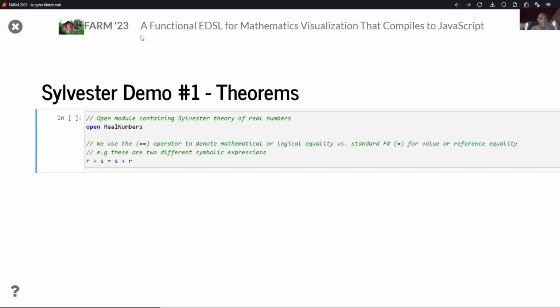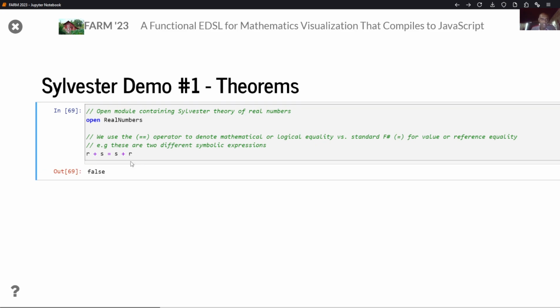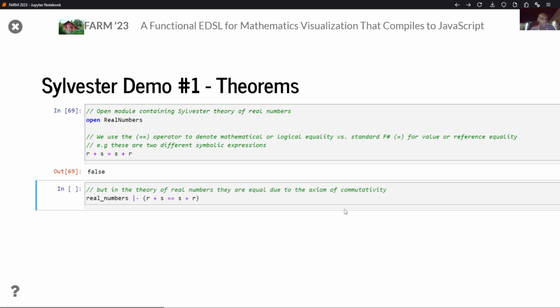So let's look at logical operations. Sylvester comes with its own proof assistant called Sylv. We have a theory of real numbers. Now, remember I said that we were using the double equal sign operator. Here we have the standard F# equality operator. These two expressions are not the same expression because they have the symbols in a different form, so this is actually false. It's not true that these two are the same. But we know that in the theory of real numbers, those two expressions are actually equal because real numbers are commutative, right? So this particular expression is actually the same.